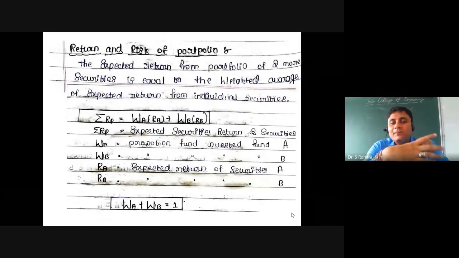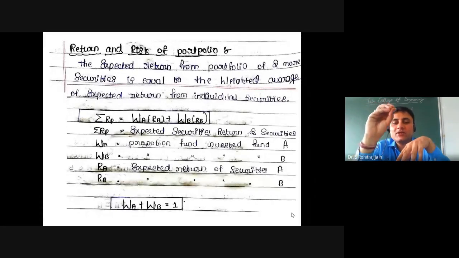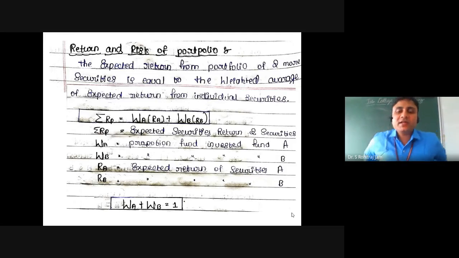So WA and WB is what? The proportion of fund which is invested in security A and security B. Please understand that. Okay. So in the example just now, what I mentioned, the WA and WB will be 0.5 and 0.5. That is 50 and 50, which is equal to 1. Always remember, students, when you add the weights of the securities, they should be equal to 1. In the bottom, you can see over there. Clear?